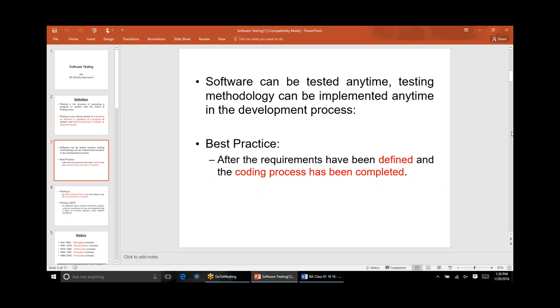Testing can be done anytime. There is no challenge or issue about when testing could be and should be done. But testing should be done when we have defined the requirements, and after the requirement definitions, the programming has been done. So we got the requirements, and after the requirements, we have done the coding. We have written the program. With these two in place, after these two steps have been done, then we should do testing.